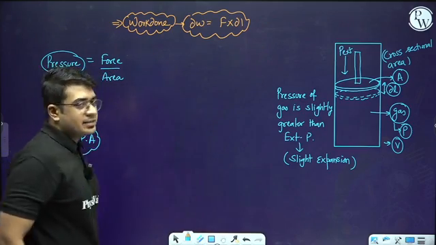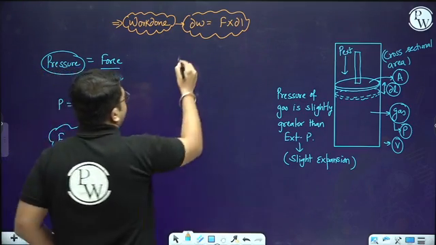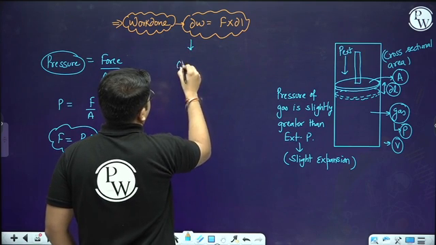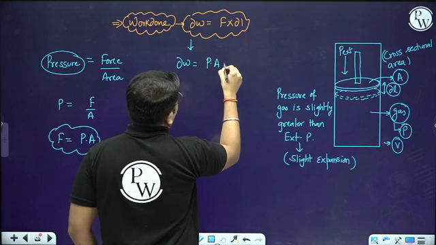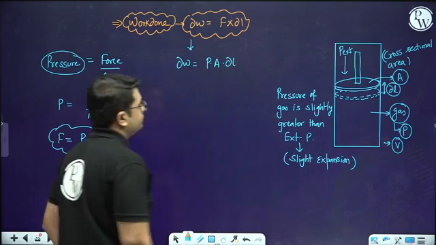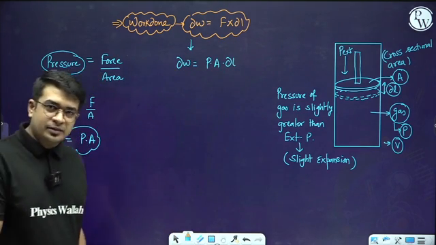So I can say in this particular case that this entire part will be rewritten as dW will be equal to pressure into area into dl. Okay, that is the first part.